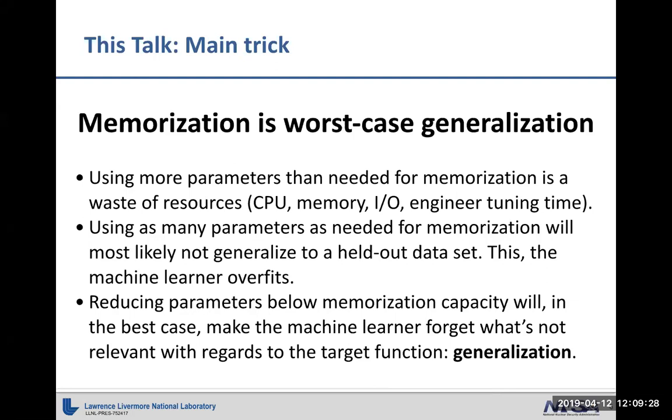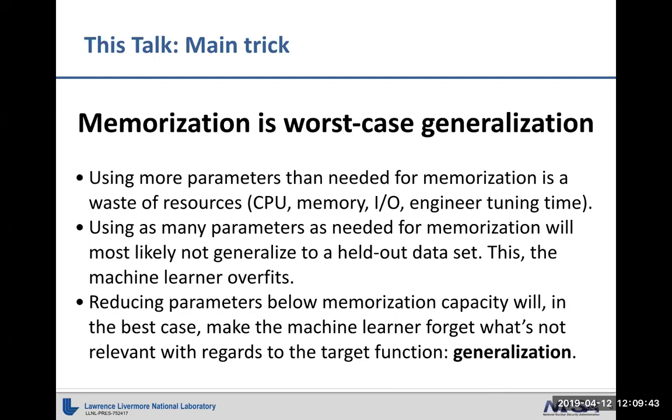So the interesting thing is, using more parameters than needed for memorization is obviously a waste of resources. And I can't ask Amazon for a two order of magnitude discrepancy, because $10,000 versus $1 million for the budget makes a difference.